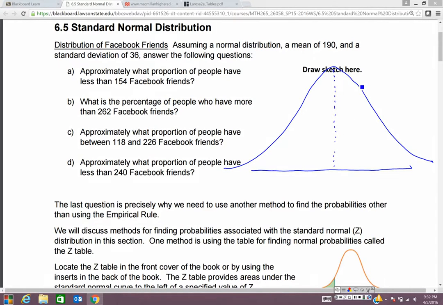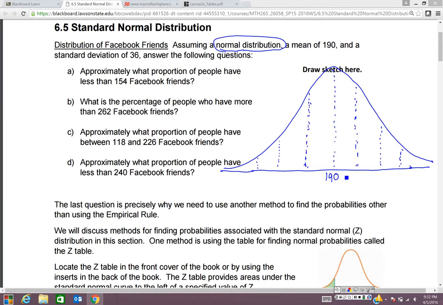Alright, so we know that the mean goes in the very center of the bell curve, and then we'll proceed to put the other values on this horizontal axis. Now, in the center, we know that our mean is 190. And again, since the problem said that we are assuming a normal distribution, that's why I was able to draw this bell curve, alright, to illustrate a normal distribution.